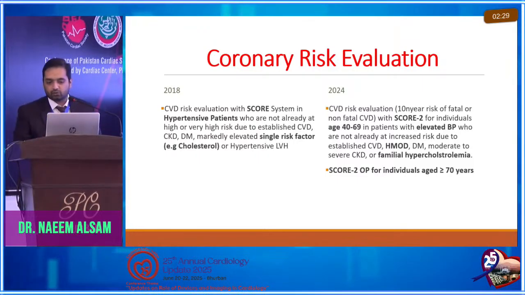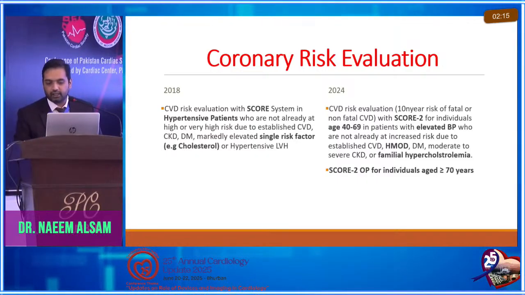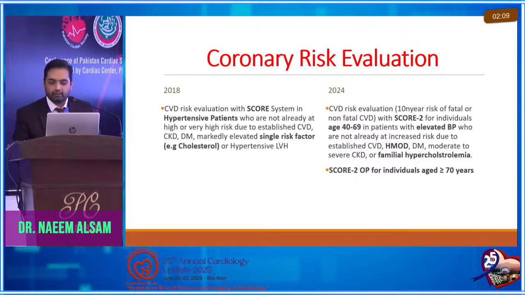Now they have changed it to the SCORE2 risk stratification score, and it is for patients of age 40 to 69 with elevated BP, not hypertensive. This is one thing that has changed. The other thing is that they have added hypertension-mediated organ damage into the category where you don't have to risk stratify the patient; you have to go straight away for pharmacological therapy.